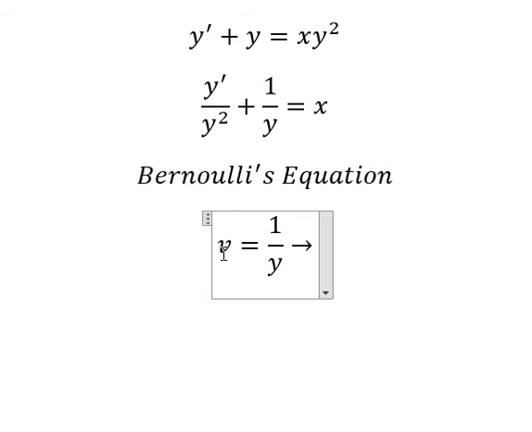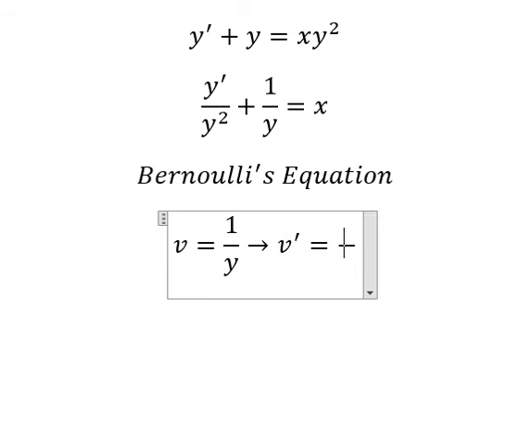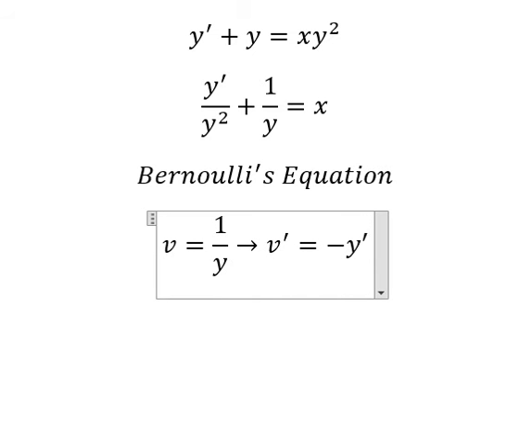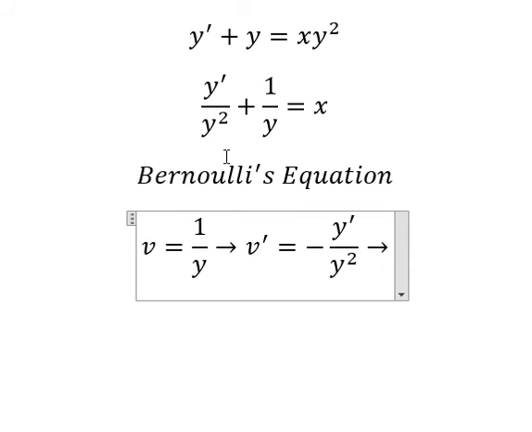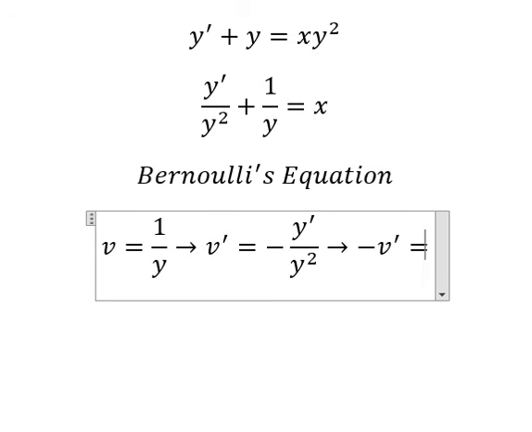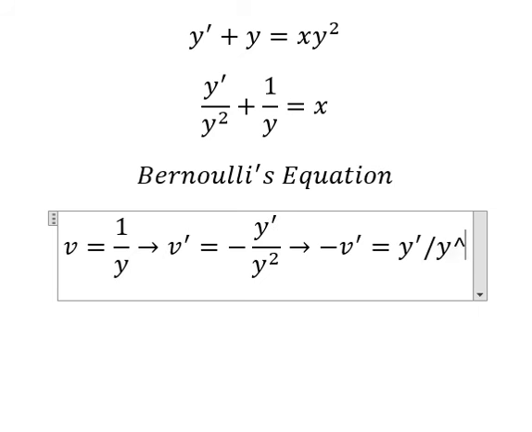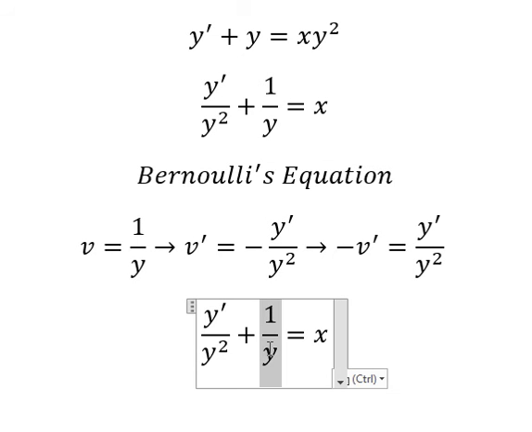Later we need to do the first derivative for both sides. And we have first derivative of v equals to negative first derivative of y over y squared. Because we don't have the negative sign in here, I will move the negative to the left. So this one we change by v, this one we change by this one.